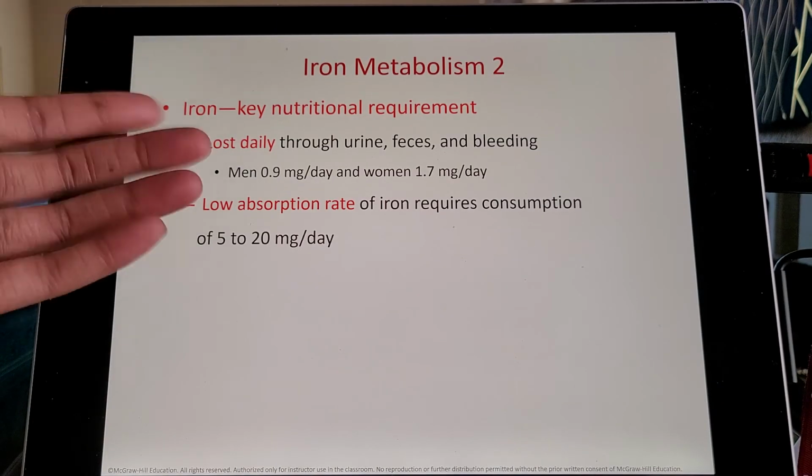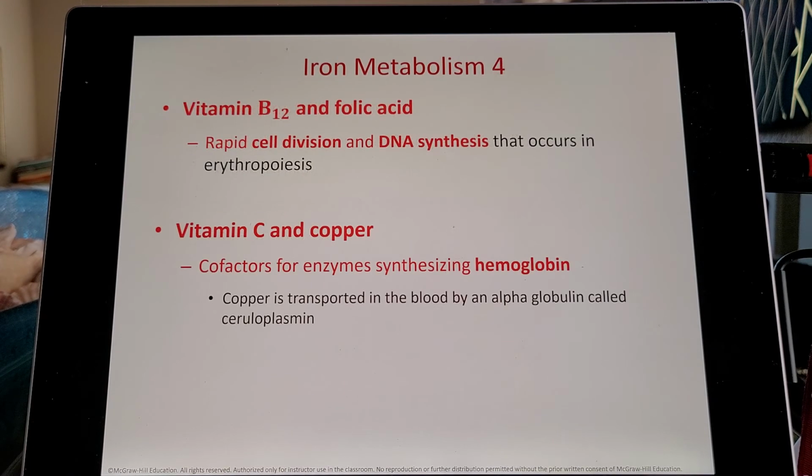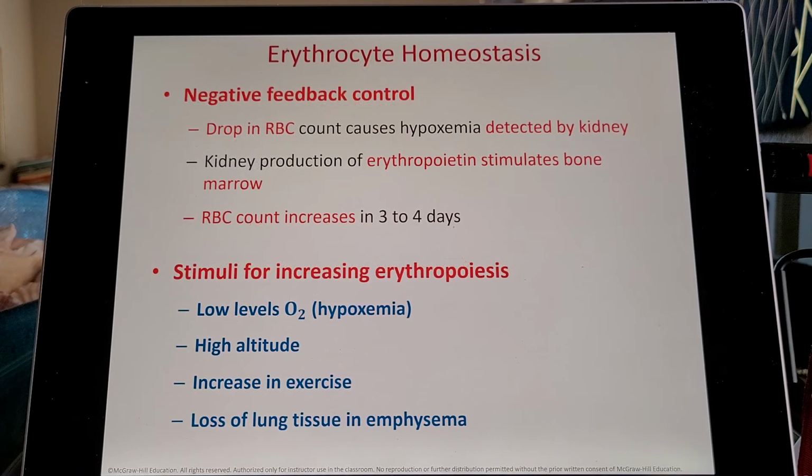Molecules that need iron. Again, we have to take in iron because we do lose some of it throughout the day. We do have other vitamins. We'll talk about them in the digestion system chapter, but we do need some vitamins in very small amounts, and they also help with our body functions. We'll talk about that later.